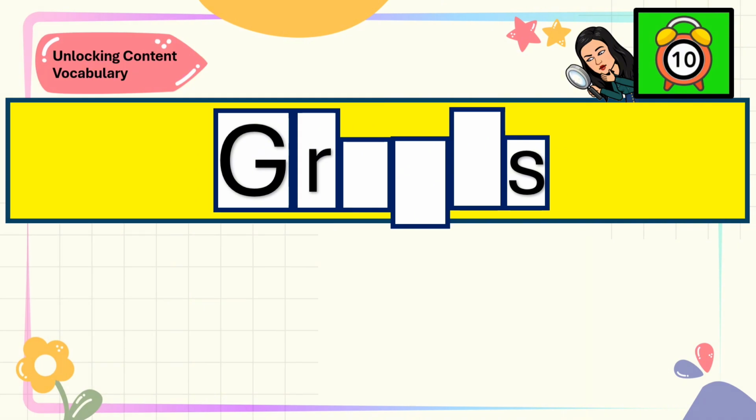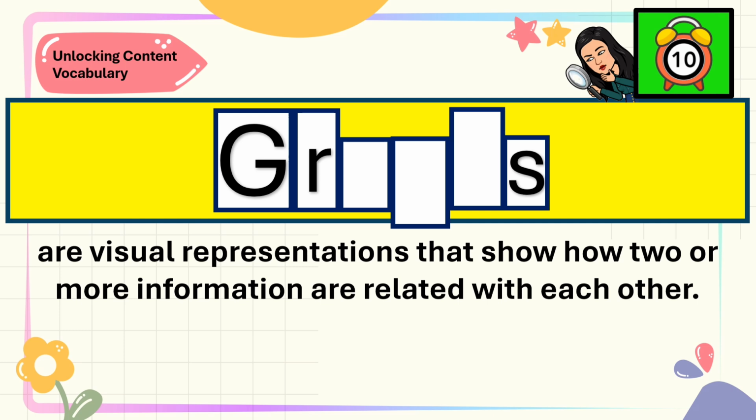Let us end with this. Blank are visual representations that show how two or more information are related with each other. What do you think is the answer? The correct answer is graphs. I hope you got it all correct.